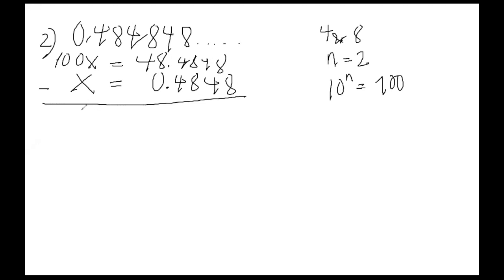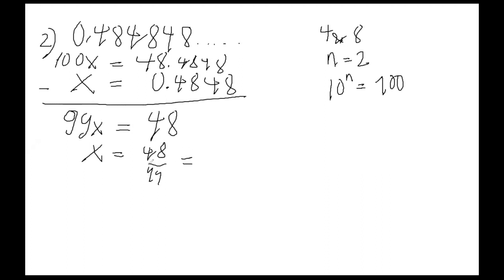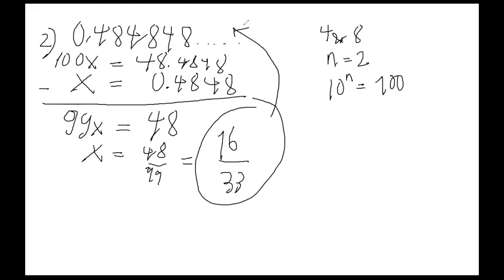100x minus x, that would be 99x, is equal to 48. Okay? Or x is equal to 48 over 99. Divisible sila pareho. Pangit ng sulat ko, sorry, kasi nasira yung drawing tablet ko. Divisible by 3, this would be 16 over 33. Okay? This is just equal to this one.